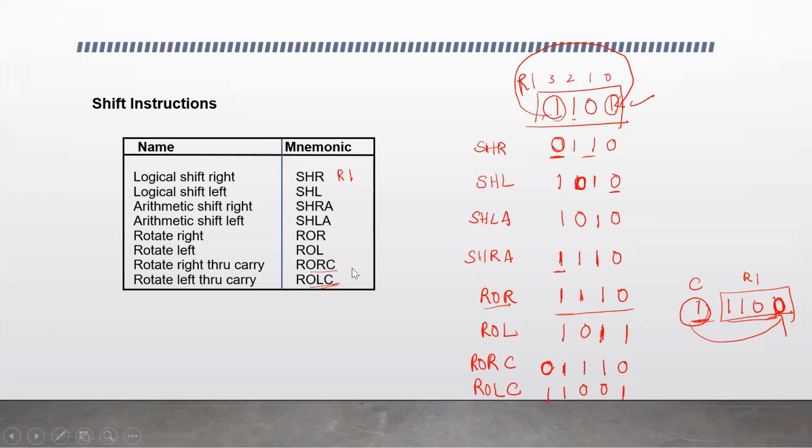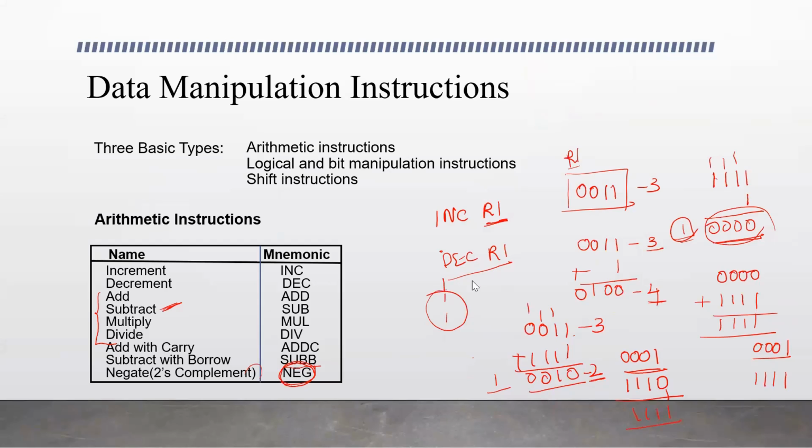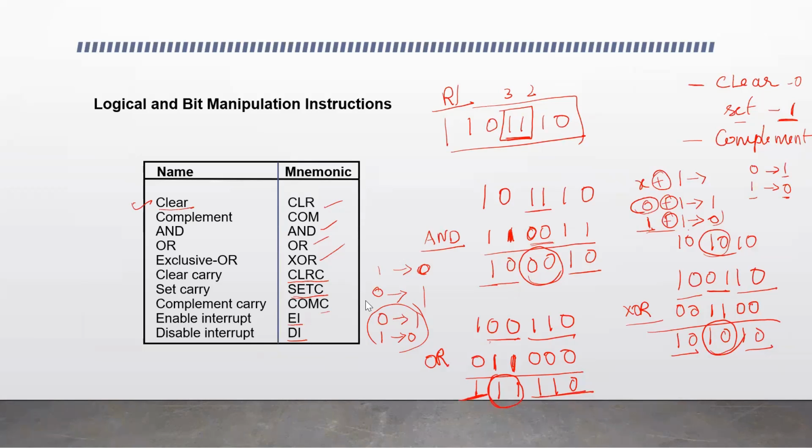These are the 3 categories of data manipulation instructions. We have seen the arithmetic instructions, which perform increment and decrement, the basic arithmetic operations of addition, subtraction, multiplication and division, and negate, which finds the 2's complement. And we have logical and bit manipulation operations, which perform operations on individual bits or a group of bits of an operand. That is implemented using logical operations AND, OR and exclusive OR. We can also clear or set the carry flip-flop, with the 3 instructions set carry, clear carry, and complement carry. To enable and disable interrupts, we have the instructions EI and DI.